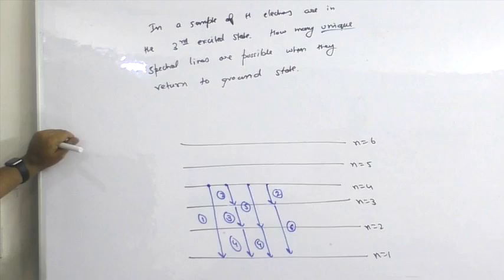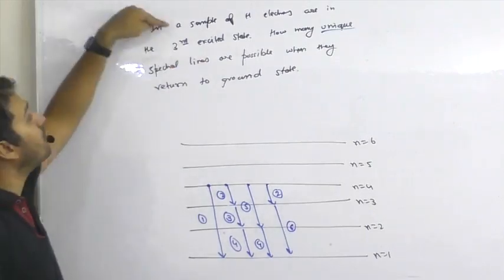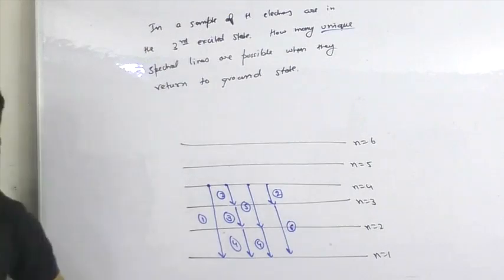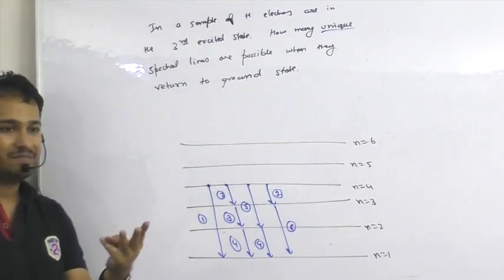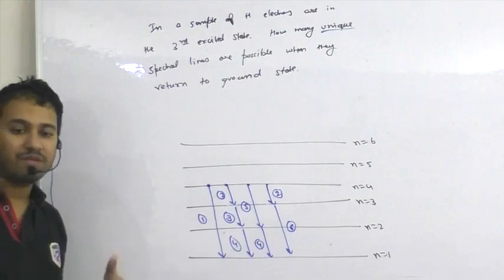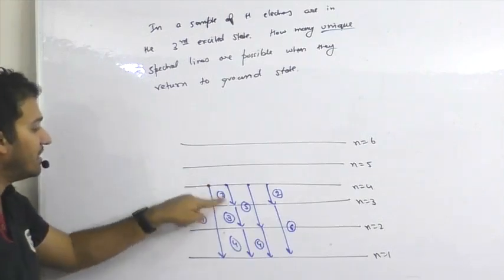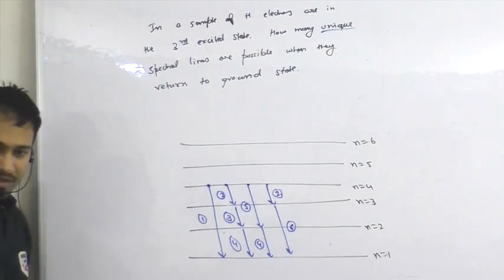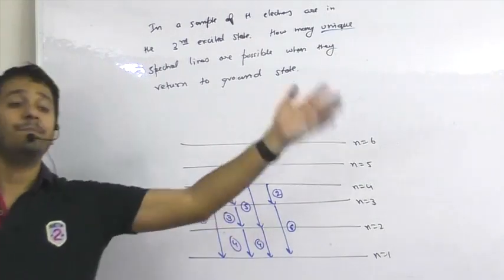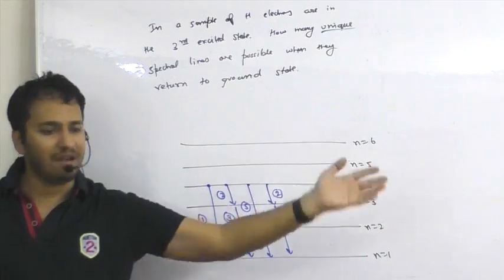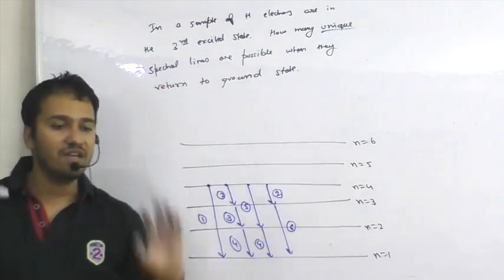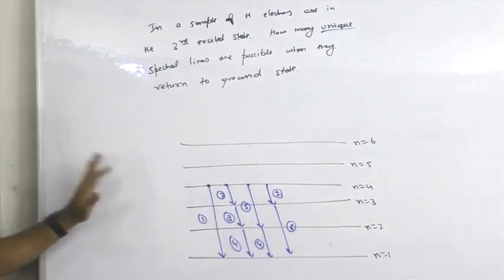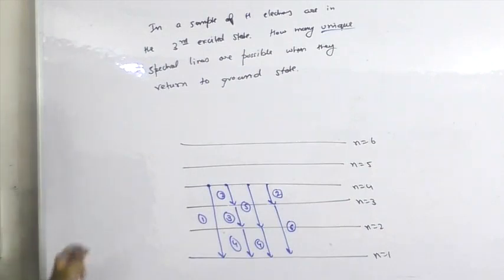No. Right? This is for different atoms. Suppose the question said, not in a sample, but in one atom of hydrogen, how many unique spectral lines are possible? Maximum 3. If I had one single atom, then what were the maximum number of lines possible? 3, no? 1, 2, 3. And what were the minimum number of lines? 1. But what is the question saying? I have a sample of hydrogen, means I have many atoms in which the electrons are in the third excited state, in which the electrons are in orbit number 4. So the total number of unique spectral lines are 6.